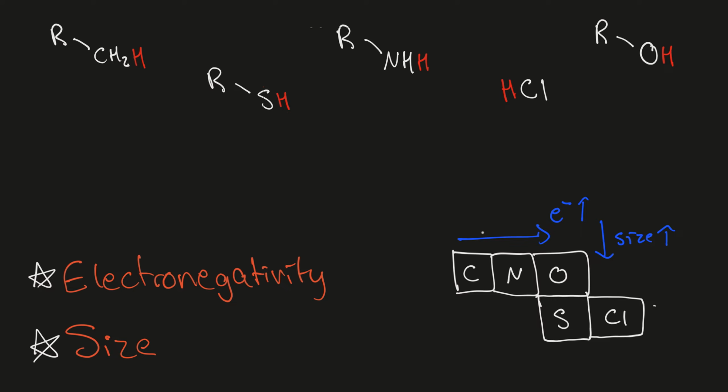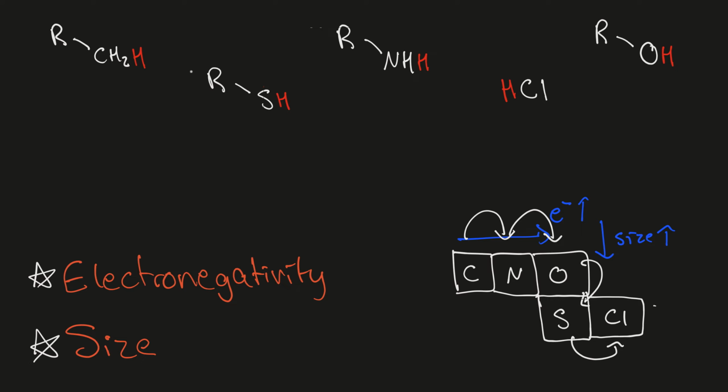Now, the way you look at it when it comes to ranking acidity is, if you move to the right, you become more acidic. If you're in the same column and you move down, you also become more acidic. And then if you're in that same row and move to the right again, you also become more acidic. So that's the pattern that shows up in ranking acidity.